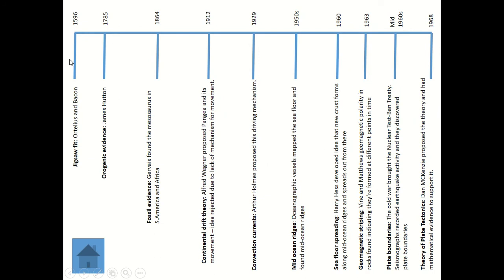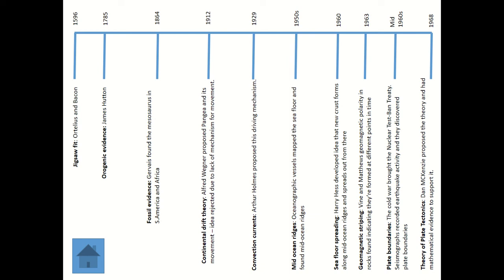So back in the 1500s, you had your explorers, Francis Bacon, I don't know how to say that, or Tellius or something, who was Flemish, I think, and in 1596, he was the first person to talk about the jigsaw fit, the fact that he thought that Africa and South America looked like they fitted together when they were mapping the world for the first time. Now, not a lot happened from that until much later on, 1785.